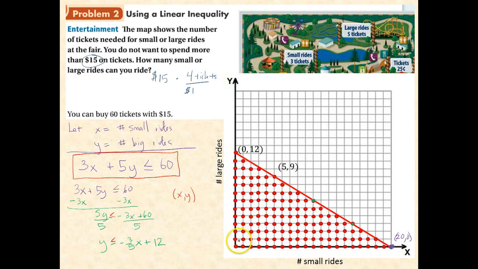I could go on, wow, look at all those options. And each one of these points represents an x and a y value that tells you how many small rides and big rides I could possibly go on without going over 60 tickets. So this is technically the actual graph of the solution to our inequality. Any one of these points gives you a combination of small rides and large rides that we could go on without going over 60 tickets.